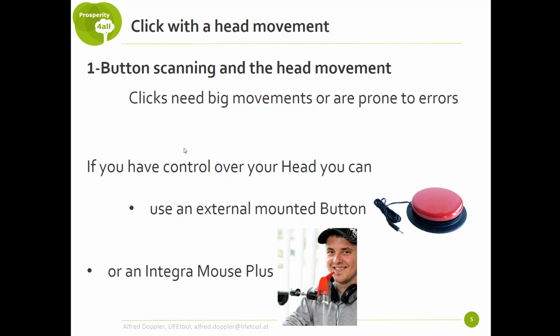So if you have control over your head, you can use an external mounted button. You would put the button by your left ear, for instance, and then you just press this button with your left ear, and then you click whenever you want. Or you can even use the Integral Mouse Plus. This would be a real mouse where you can even left and right click.